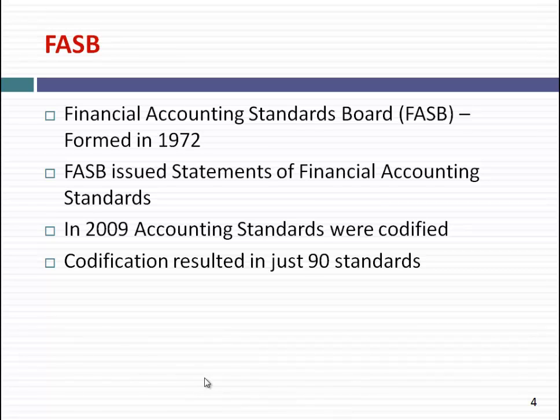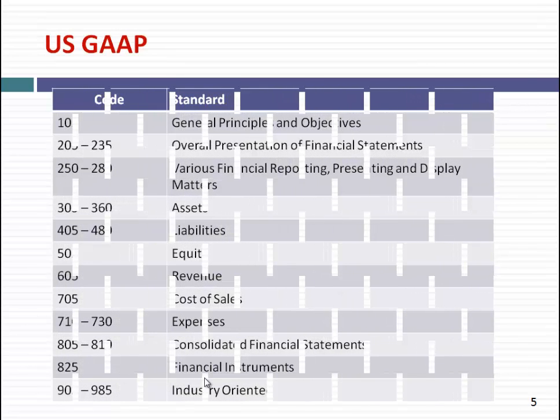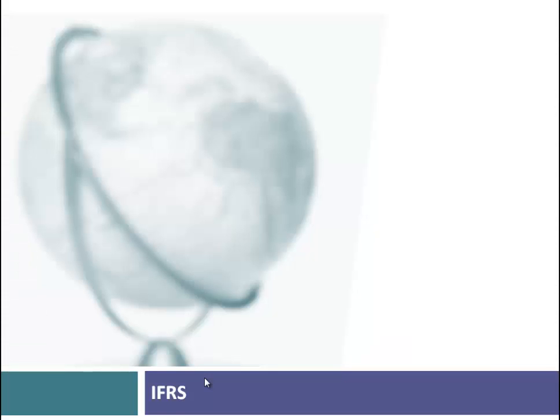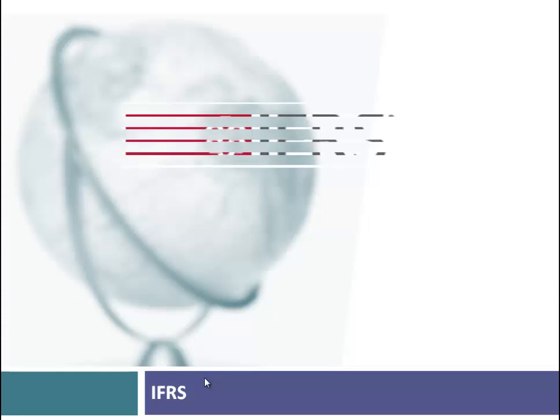The FASB issued what were called Statements of Financial Accounting Standards, popularly known as US GAAP. FASB issued many accounting standards. At one point of time, they lost count of how many standards were in implementation. So in 2009, all the accounting standards were codified. After codification, there were just 90 standards in US GAAP. That was about US GAAP.